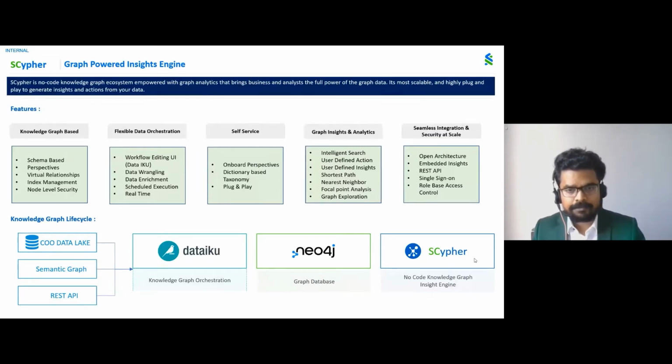And once a graph has been created in Neo4j, anyone from the user community using Cypher can tap onto that enterprise knowledge graph, and they can build their own perspectives, and they can start to build their insights and actions, and they can deliver tangible outcomes to their business and functions. So that's exactly what Cypher does.